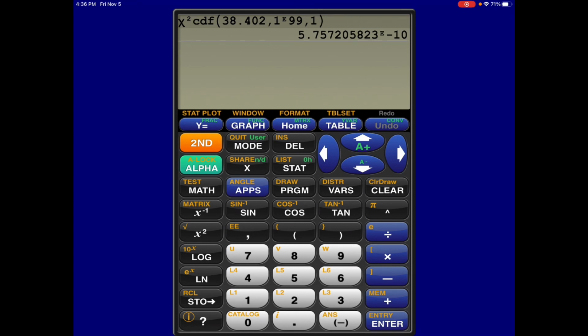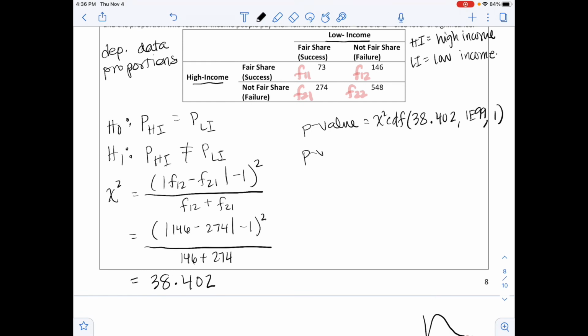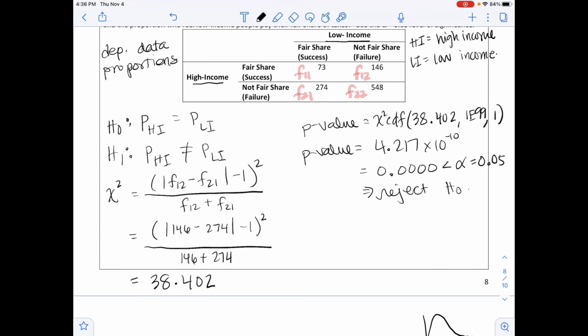Notice that it is E to the negative 10, which means times 10 to the negative 10th power. And so rounding this to 4 decimal places, it should round to 0.0000. From the calculator, we get a p-value equal to 4.217 times 10 to the negative 10th, which again rounds to 0.000, which is going to be less than alpha, and in this problem alpha was 0.05. So this means that we are going to reject H0, our null hypothesis.